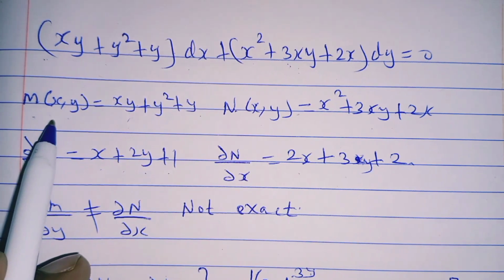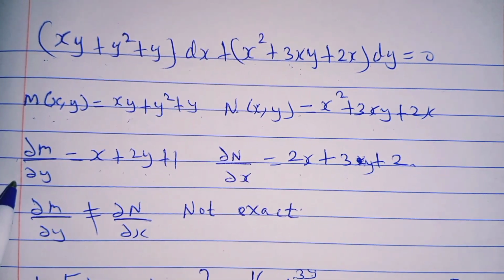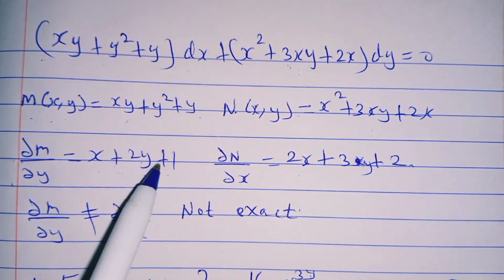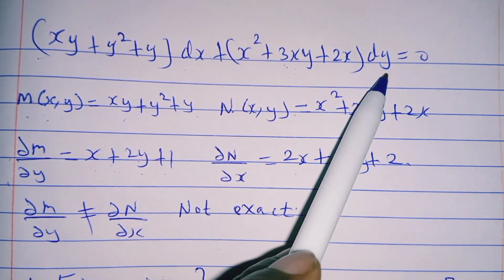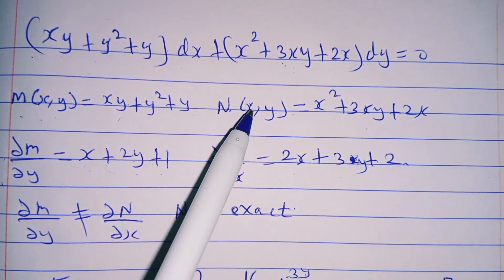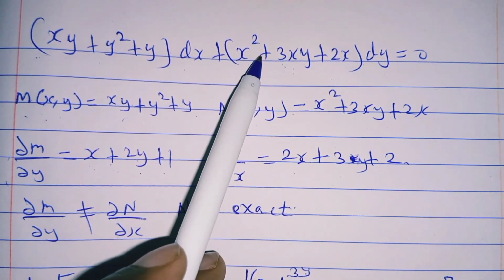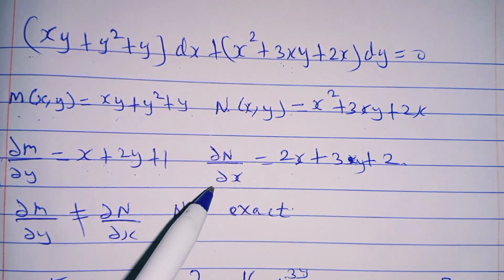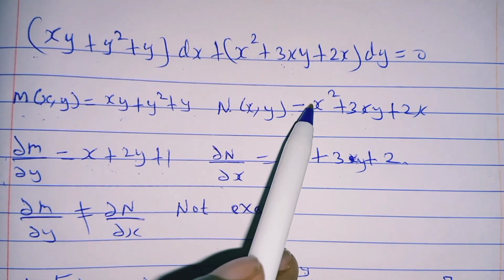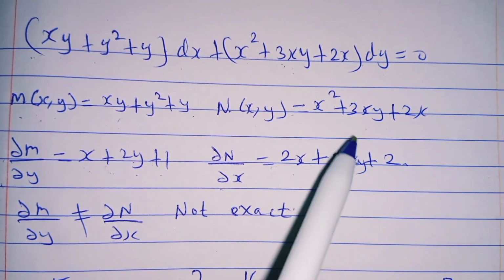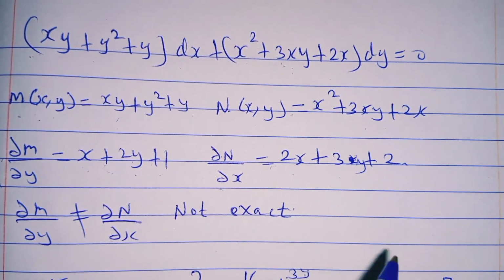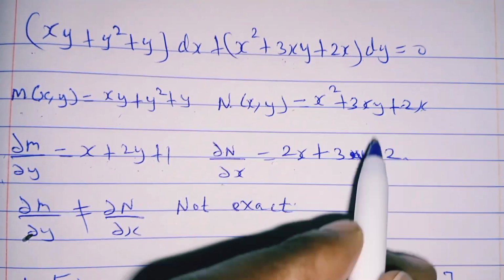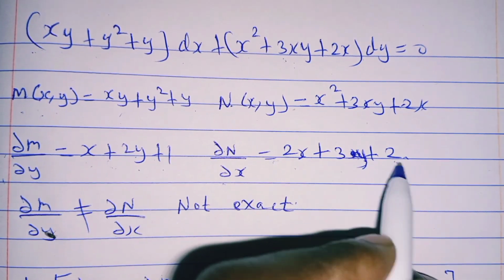Then we get the partial of M with respect to y. So you have x, after differentiating this, plus 2y plus 1. Then the other part where dy is, N, which is a function of x and y. In our case, it is x squared plus 3xy plus 2x. Then we get the partial of N with respect to x. When we differentiate this, we are going to get 2x plus, we differentiate 3xy, we are left with 3y. When we differentiate 2x with respect to x, we are left with 2.